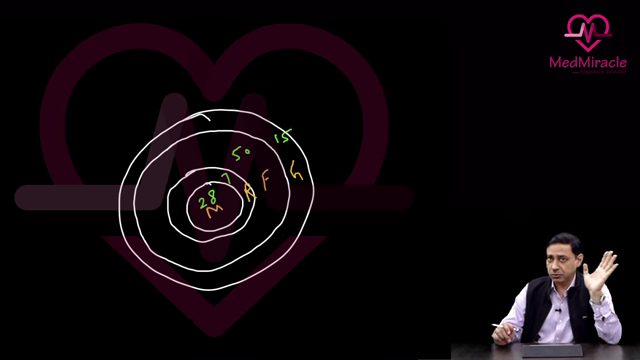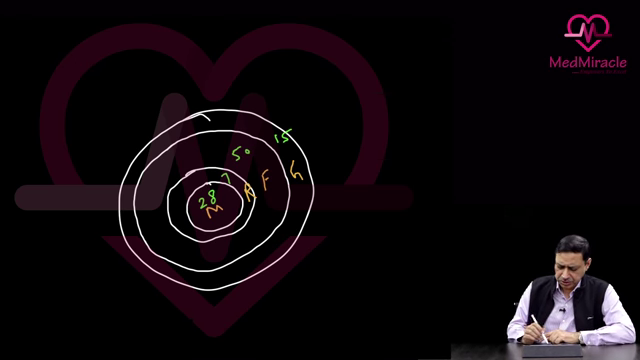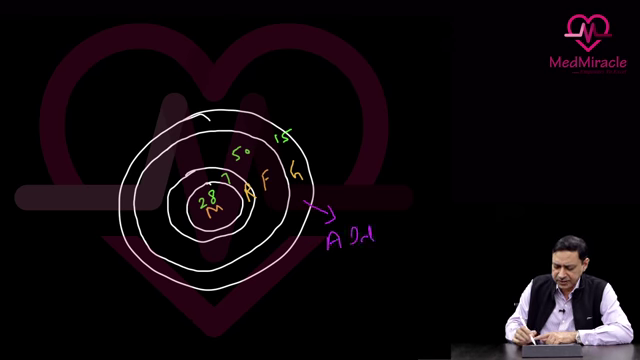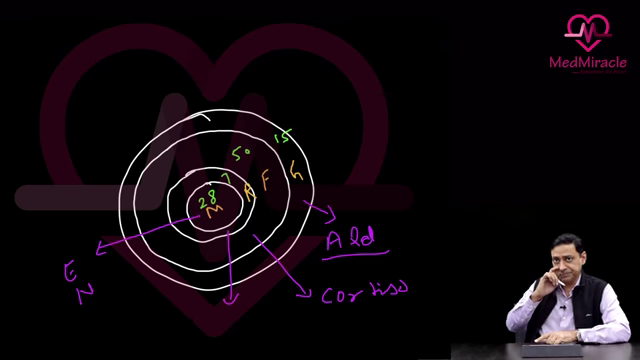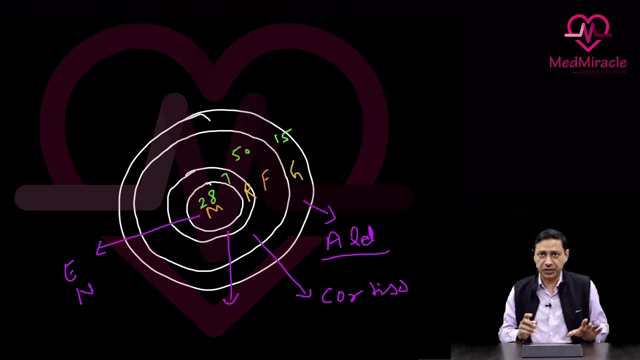Now, what is released? From here, mineralocorticoid, aldosterone. What is released from here? Glucocorticoid, cortisol. And here we have the adrenal androgens. What is released from here? Epinephrine, norepinephrine. So let us discuss it one by one.